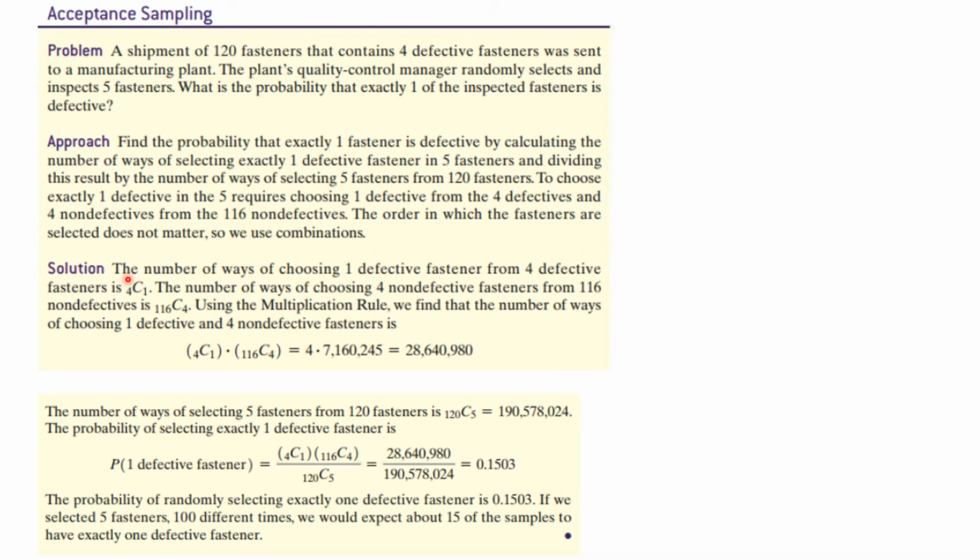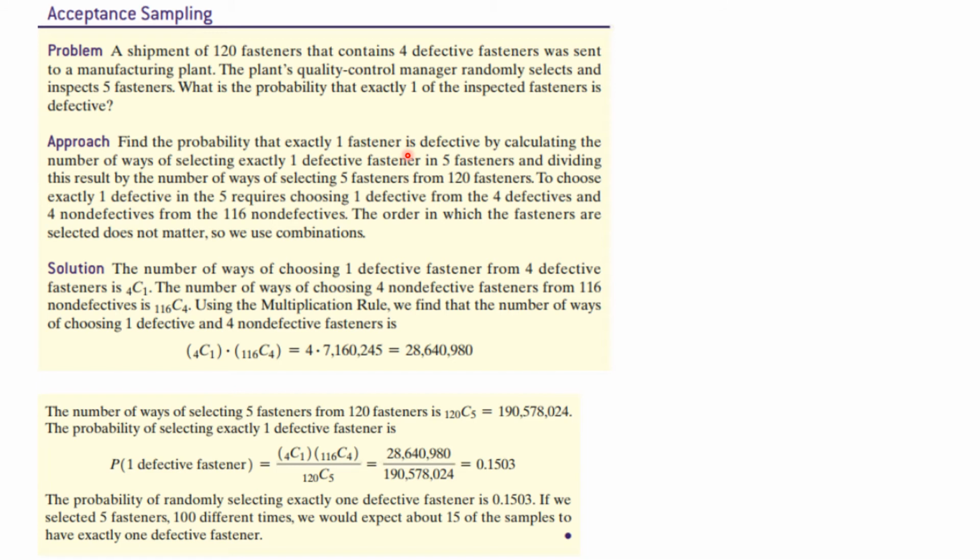This also applies to acceptance sampling when you're trying to decide whether to accept a shipment or not. So here's the problem. A shipment of 120 fasteners that contained 4 defective fasteners was sent to a manufacturing plant. The plant's quality control manager randomly selects and inspects 5 fasteners. What is the probability that exactly one of the inspected fasteners is defective?